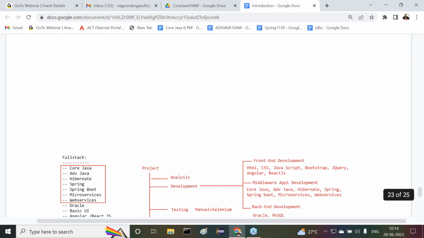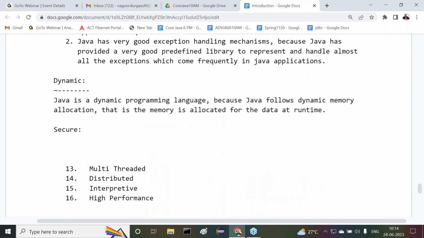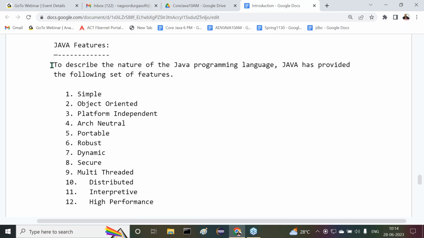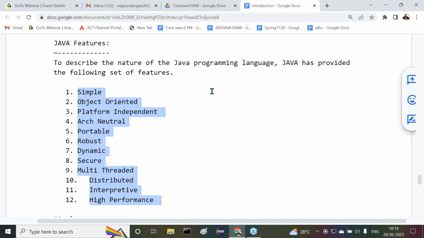Right, sir. If we observe all the Java features we completed in the last session, to describe the nature of the Java programming language, Java has provided the following set of features. What are the various features provided here? First one is simple, object-oriented, platform-independent, architectural neutral, portable, robust, dynamic, secure, multi-threaded, distributed, interpretive, and high performance. So these are the overall Java features we have.